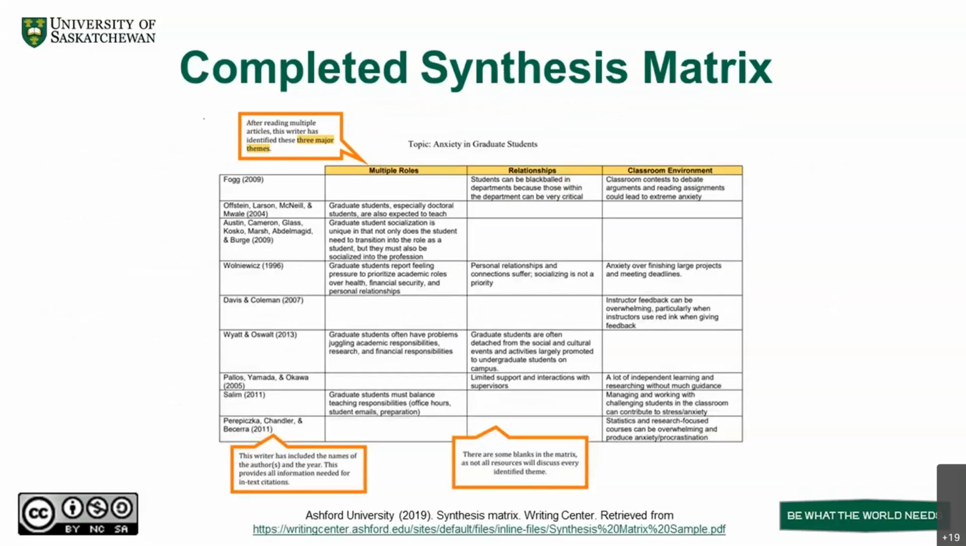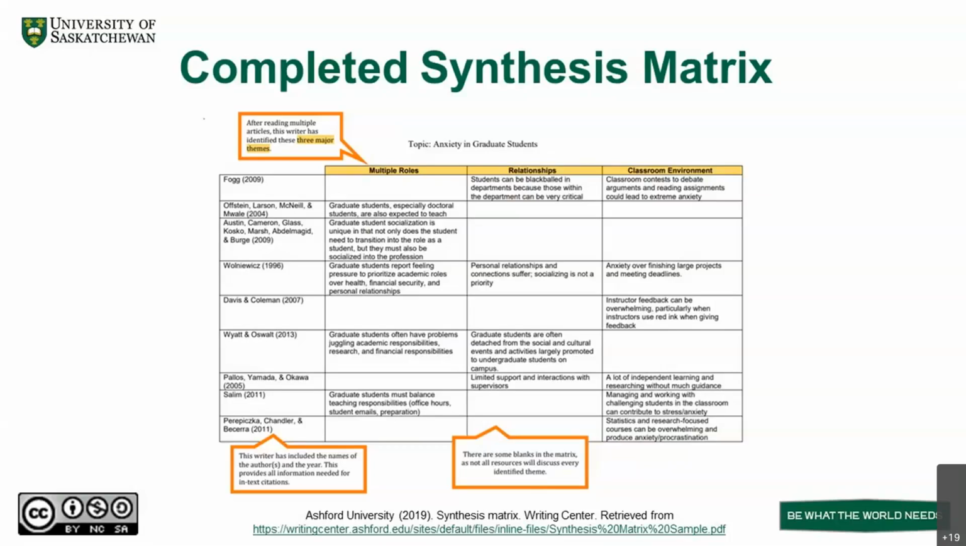So here we might have a synthesis matrix, very similar to our organizational chart, but I wanted to just feature this to show that sometimes, depending on how those columns are titled, you wouldn't necessarily have any information in there. And this is just going to be reflective of the fact that some studies aren't going to be looking at all of the same elements, or they might not have the same methodology, for instance.